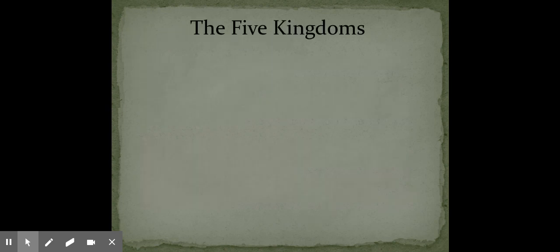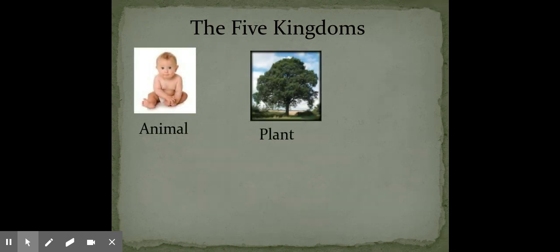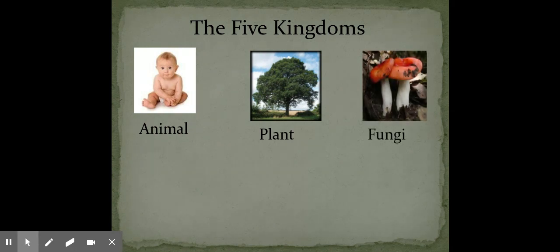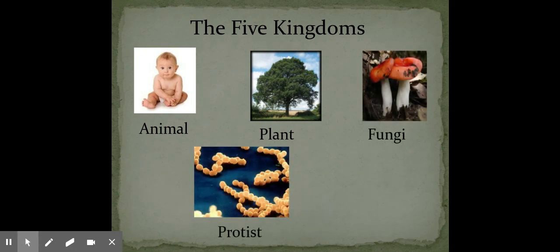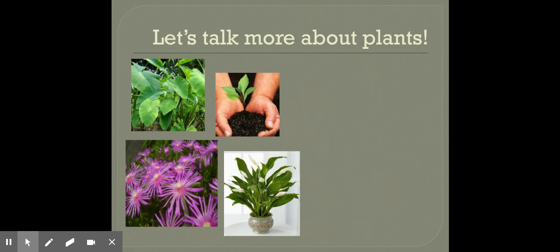So let me tell you what the five kingdoms are. There's the animal kingdom, the plant kingdom, the fungi kingdom, protist kingdom, and monarian. Today we're going to focus on the plant kingdom.